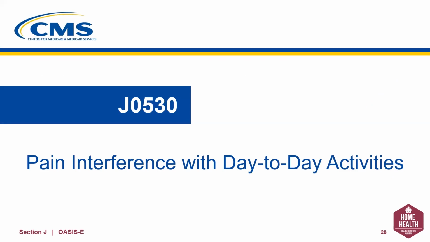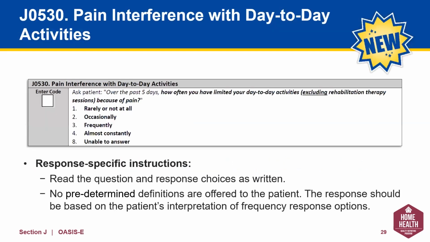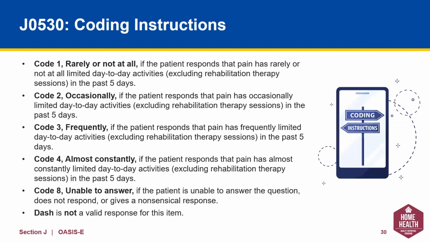The last item in the pain interview is J0530, pain interference with day-to-day activities. Here is a screenshot of J0530, and the response-specific instructions for this item are as follows. Read the question and response choices as written. No predetermined definitions are offered to the patient, and the response should be based on the patient's interpretation of frequency response options. Let's review the coding instructions for J0530.